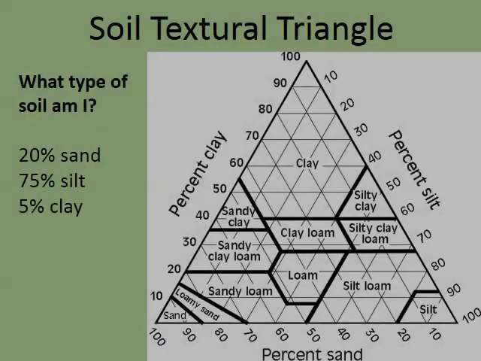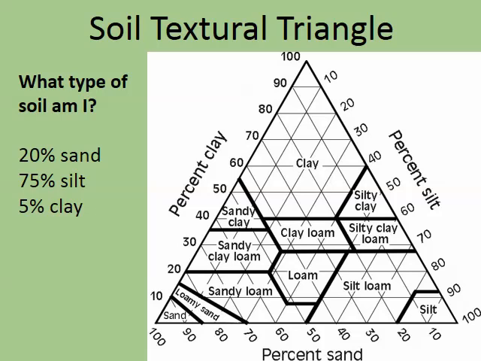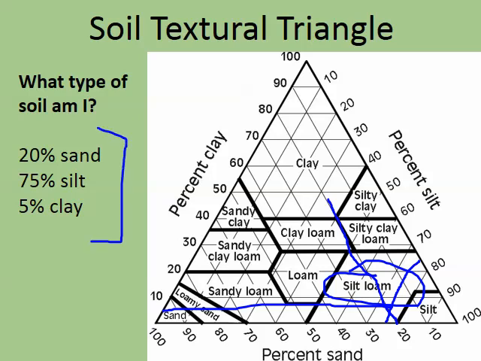Next example. 20% sand, 75% silt, and 5% clay. Take a second, try to do it. 20% sand, 75% silt, and just to check, we have that 5% clay. So you have a silt loam using these percentages over here.